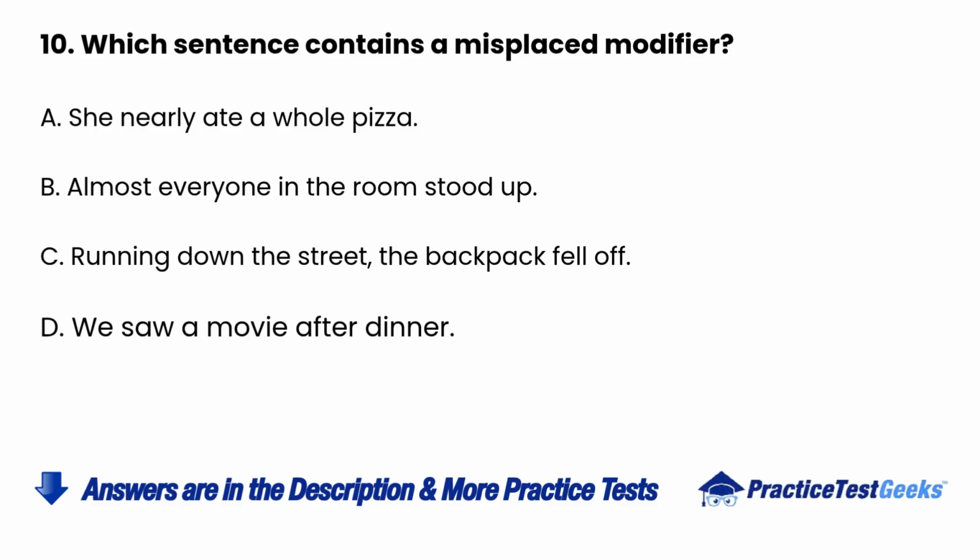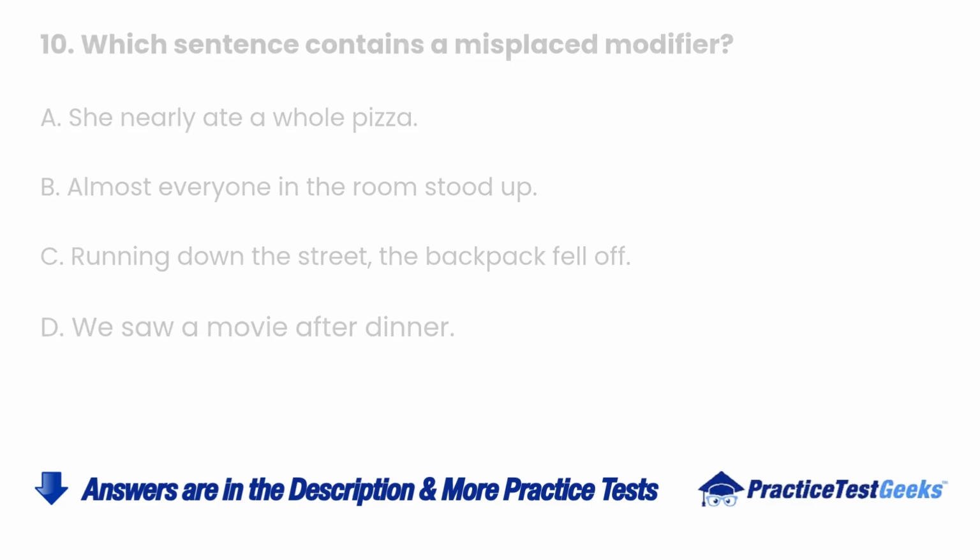10. Which sentence contains a misplaced modifier? A. She nearly ate a whole pizza. B. Almost everyone in the room stood up. C. Running down the street, the backpack fell off. D. We saw a movie after dinner.